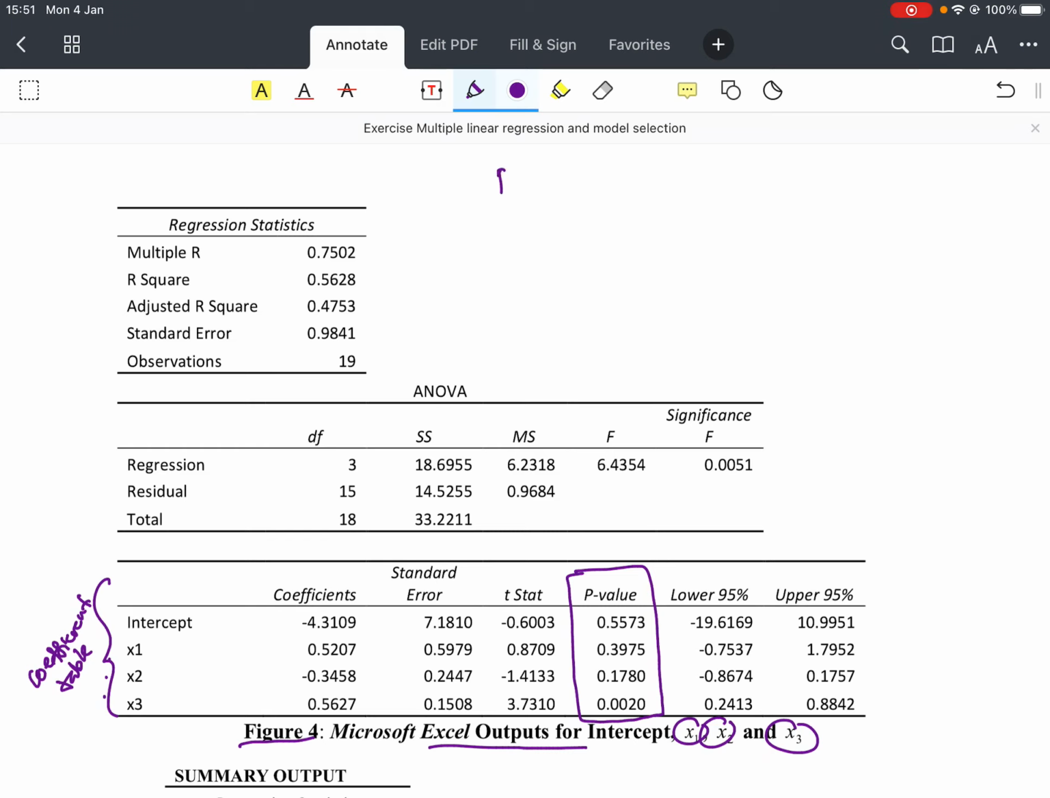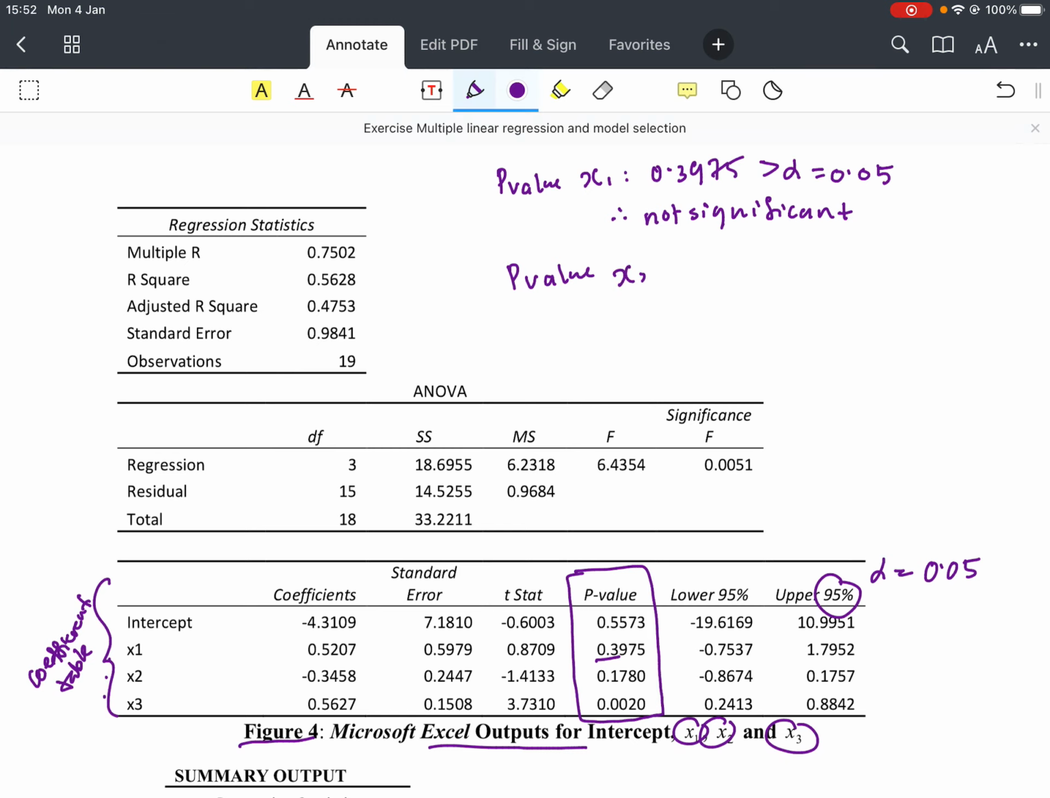So the p-value for x1 is 0.3975. Is it less than alpha? Our alpha is 95%, so 0.05. So is 0.3975 less than alpha? No, it is greater than alpha, 0.05, which means that x1 is not significant. Okay, how about the p-value of x2?